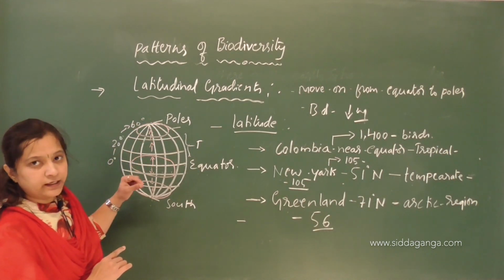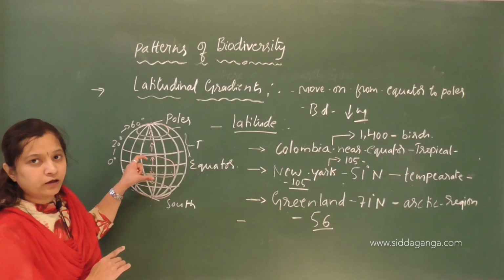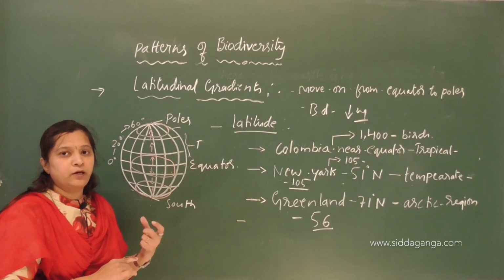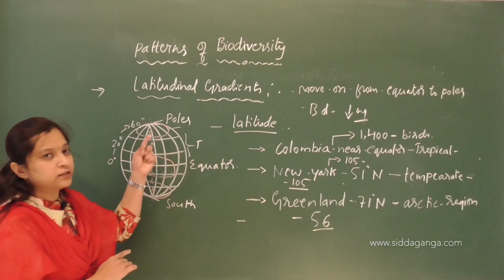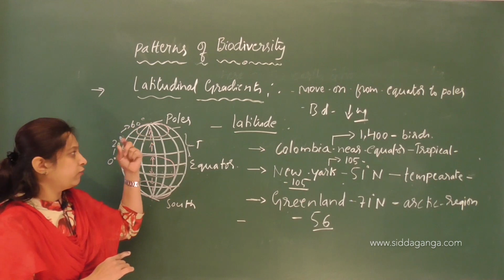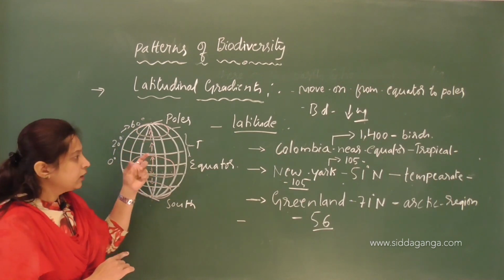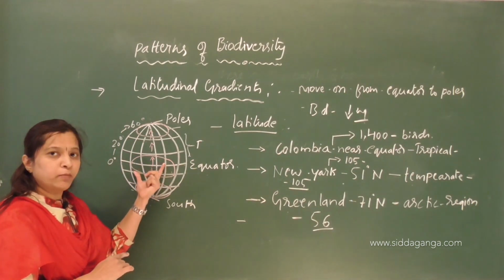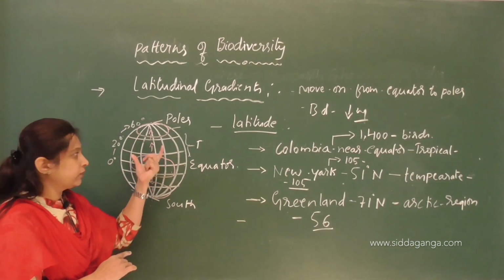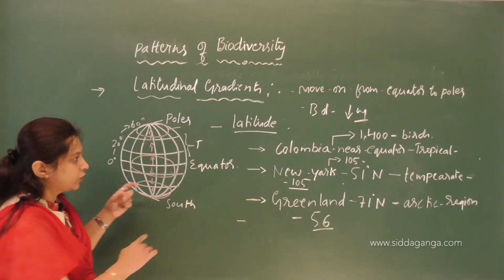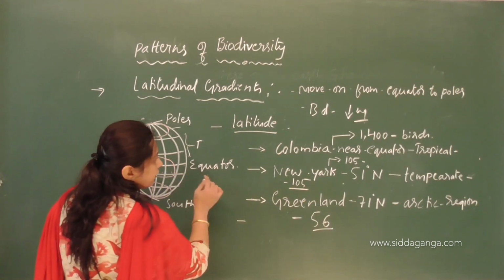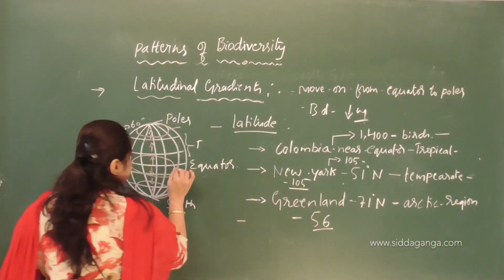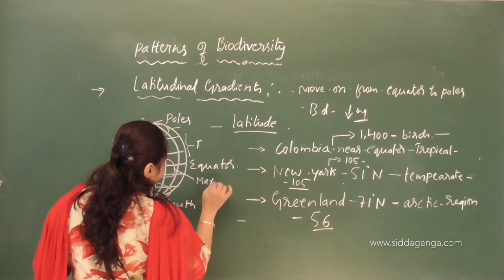So why does it decrease? The equator has a more favorable environment for living. But in the other areas, there were many climatic and environmental fluctuations happening. Because of these reasons, the equator is more diverse in species when compared to the poles. Colombia, located near the equator, has 1,400 species of birds. So biodiversity is maximum at the equator.